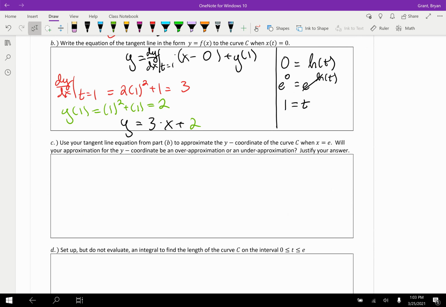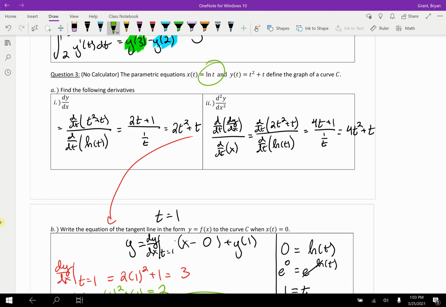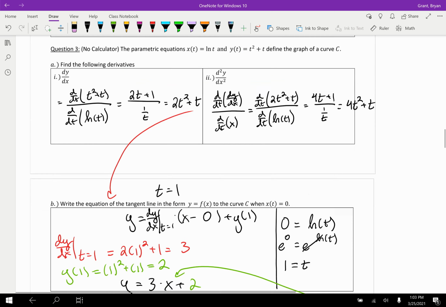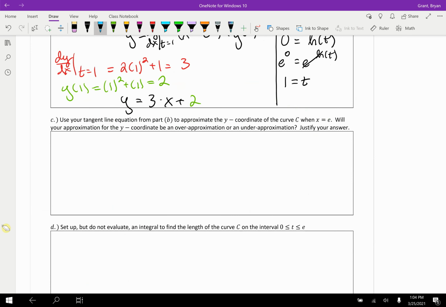All right, use your tangent line to approximate the y-coordinate of the curve when x equals e. Will your approximation be an over or under approximation? Okay, well, as we go through with this one, we're going to find the y-coordinate when x equals e. And that's useful because they gave us an x value. That's actually really nice that we have a tangent line, because our original equations up here are in the form of t. So if they said when x equals e, then you'd have to do a little solving, which could be obnoxious. All right, so we're going to say the y coordinate is approximated by, using this tangent line, 3 times e plus 2.